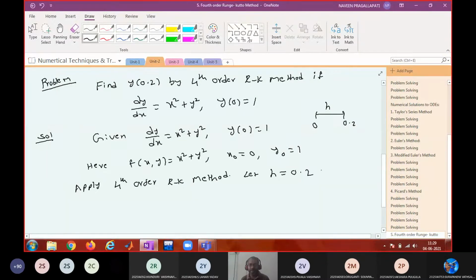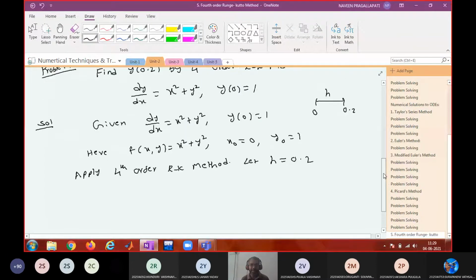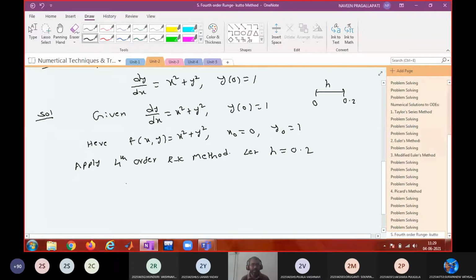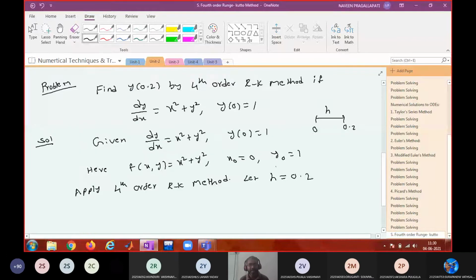I'm taking h equal to 0.2. If you want to take h equal to 0.1, then you have to do it in 2 stages. Shall we do it that way, or for this problem shall we take h equal to 0.1 and compare with the second case of Taylor series method? Which one you want me to take? 0.2.